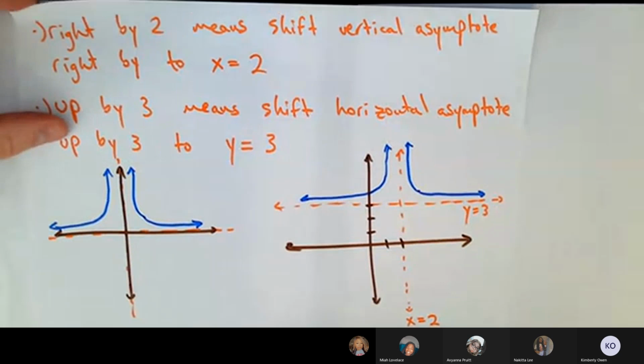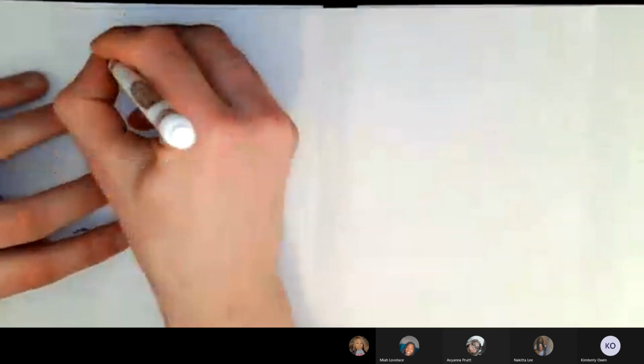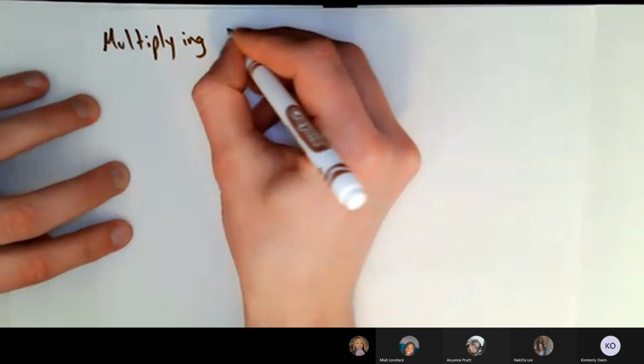Okay. So now let's go to other types of transformations, which are when we multiply and divide by a number. Actually, we're going to do these in chunks here. Let's just talk about negatives first. Let's talk about multiplying. These are kind of easier.